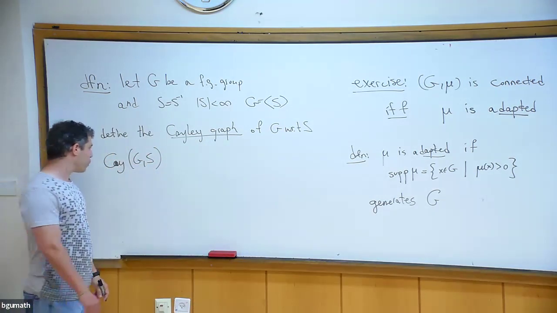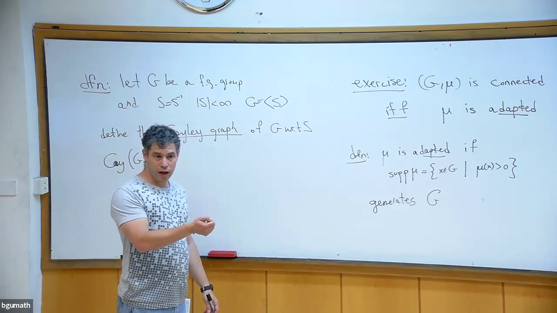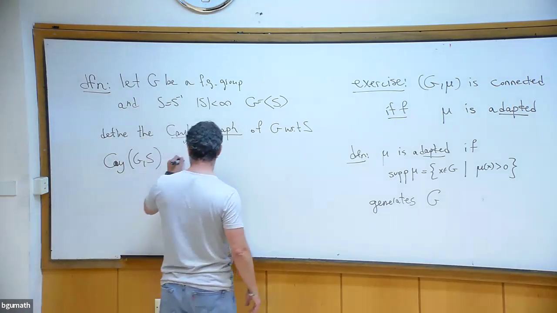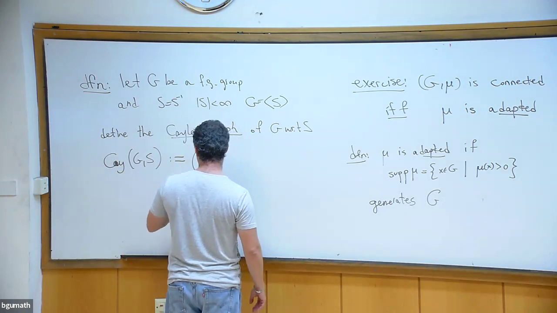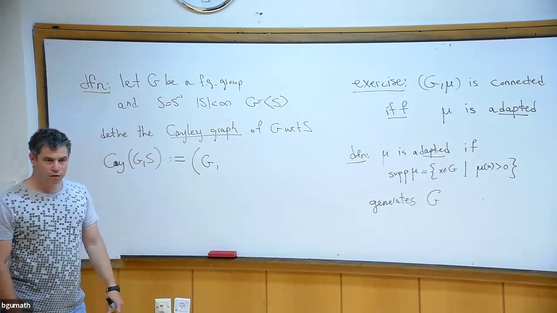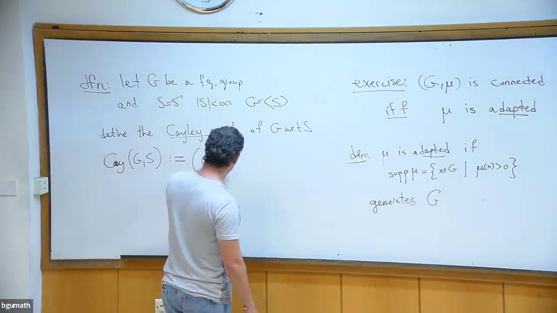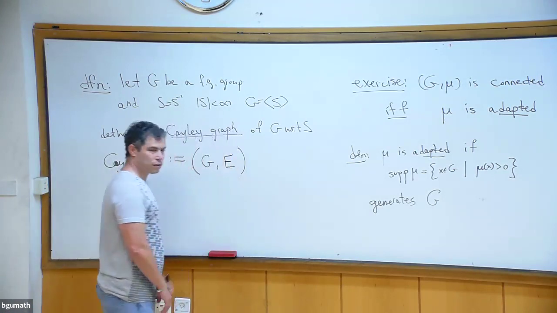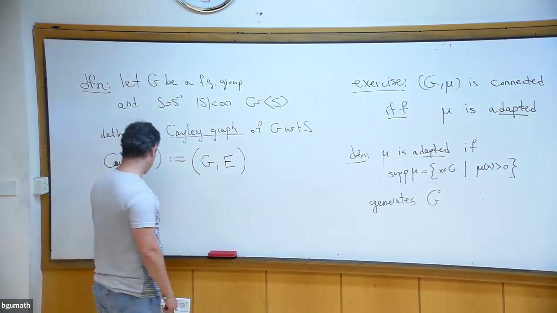Talk about the graph. What is a graph? A graph is a pair of vertices and edges, right? So we define it to be a pair. Well, what are the vertices? The vertices are just going to be G. Okay, so the vertices are just the elements in G. And now I need to define edges, right? Edges.